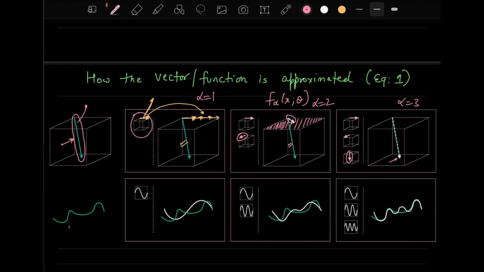Similar observations can be made for this particular function also. This is only realized using this particular basis function, which is this. Then we have two realizations of this, and then three realizations of this. As you increase the realizations, this original curve can be easily approximated by the generated curve, which is here.